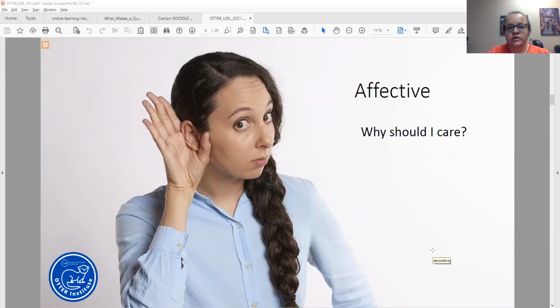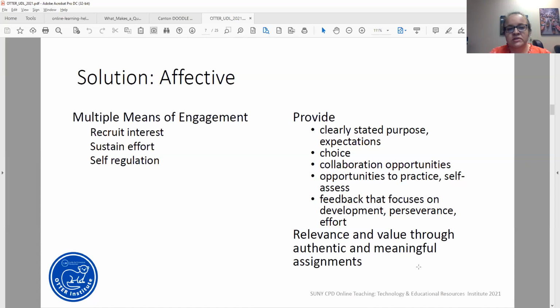Some of the solutions for affective brain networks are to provide multiple means of engagement, multiple ways that the student can engage with the content on an emotional level, as well as a motivational level. So here you're trying to recruit the student's interest, because if a student is not interested to begin with, they might have a very difficult time learning. Also, just like I said, sustaining effort is very important for continuous learning and self-regulation, so the student understands where they are in their learning.